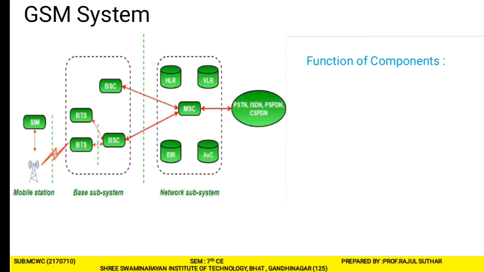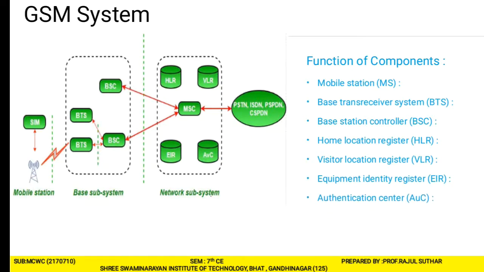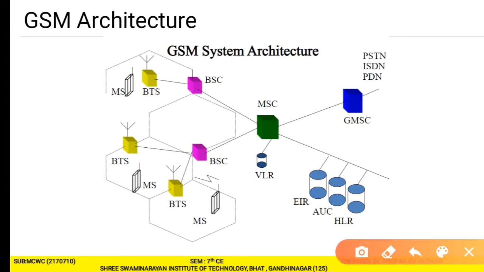Then the authentication center. The authentication center is a protected database that stores the copy of the secret key. What is the functionality of the AUC? The authentication center is a protected database. It is self-protected and it stores a copy of the secret key of each subscriber's SIM card, which is used for authentication and encryption over the radio channel.